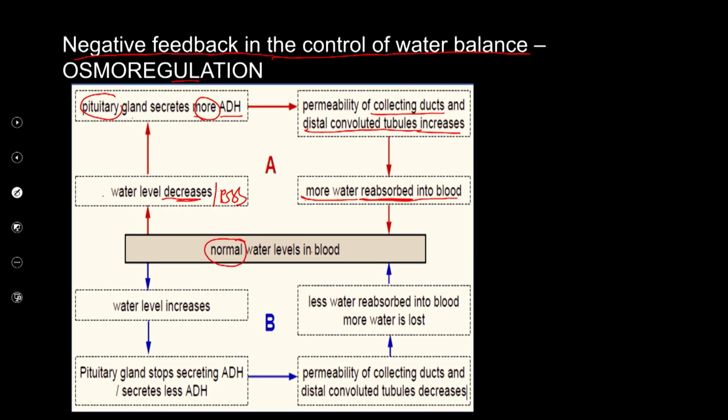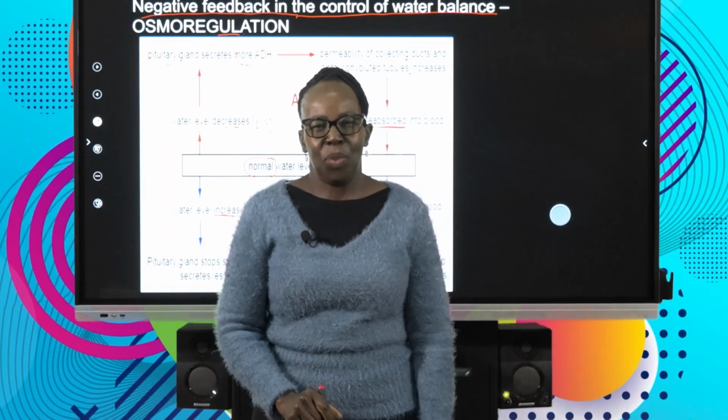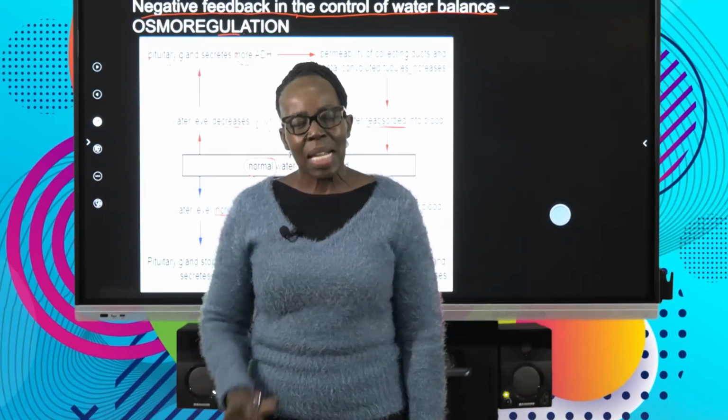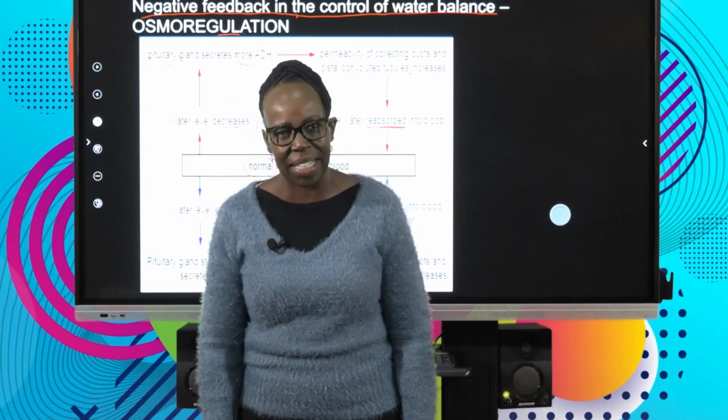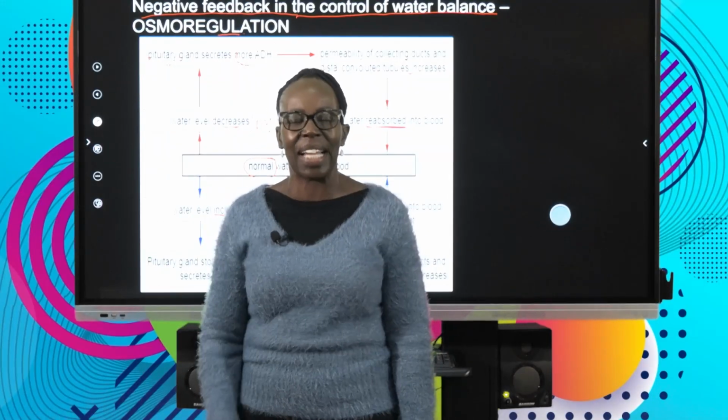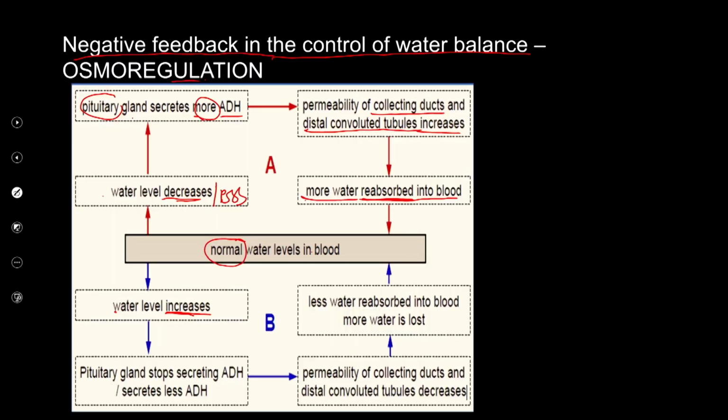So in a case where the water level increases, what is going to happen? What do you think? Remember the pituitary gland. Remember the hormones that are secreted by the pituitary gland. Again, the pituitary gland will act. Then the pituitary gland stops secreting ADH. Why does it stop? Because we've got too much water in our system.